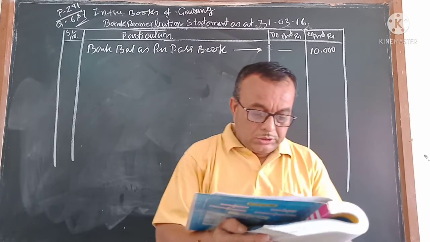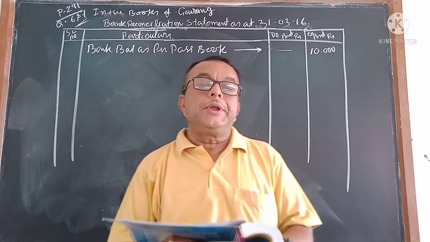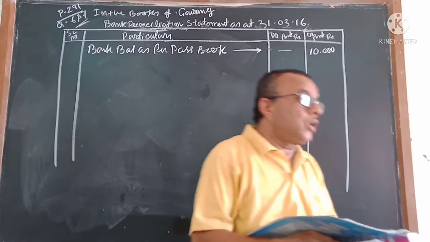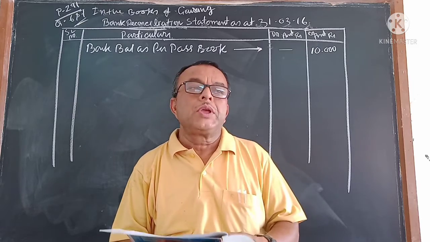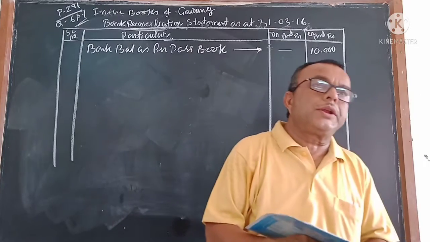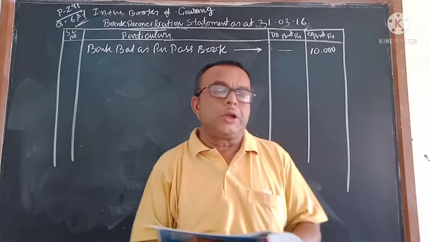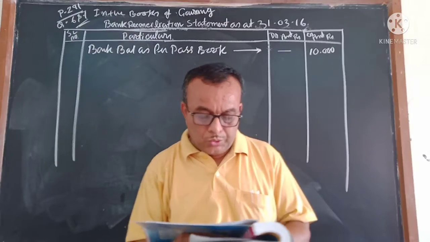Now one by one, I told you that every entry you will find is recorded in one book and not recorded in another book. That means it will be either debited but not credited, or credited but not debited. Which is not done, that we will do.